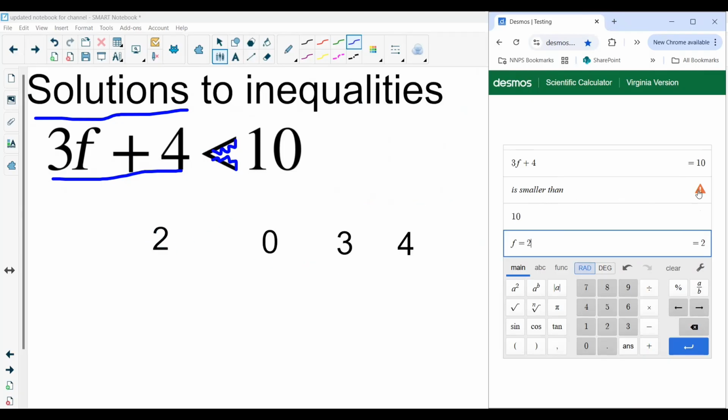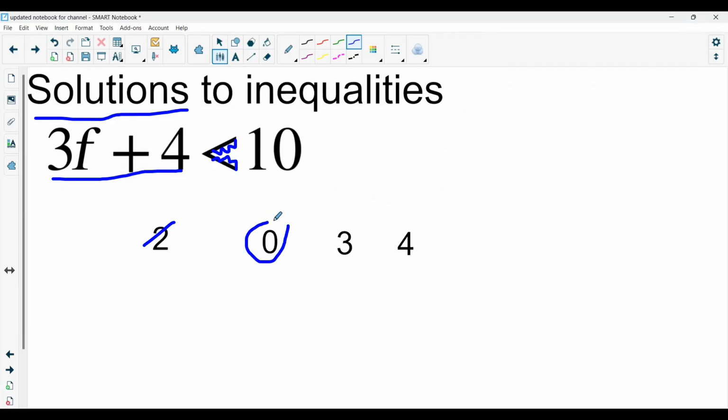So now let's read it. It's 10, the answer we got here. We're going to read it like a sentence. 10 is smaller than 10. Is that true? No, it is not. So that cannot be a solution. Let's cross 2 out. Let's try 0. Let's look at our answer. 4 is smaller than 10. Is that true? Yes, 4 is smaller than 10. So let's circle that one.